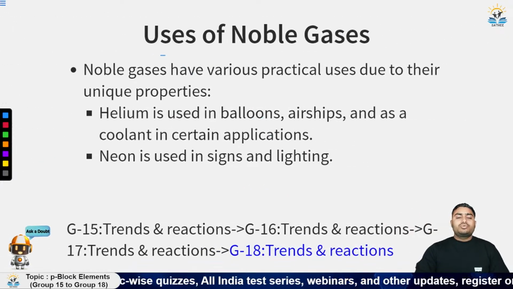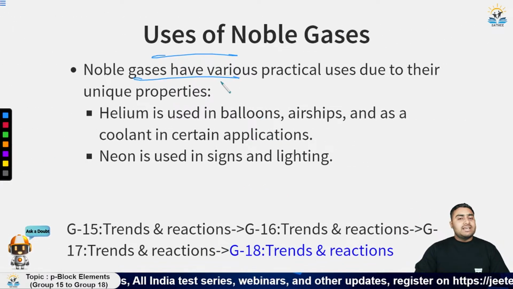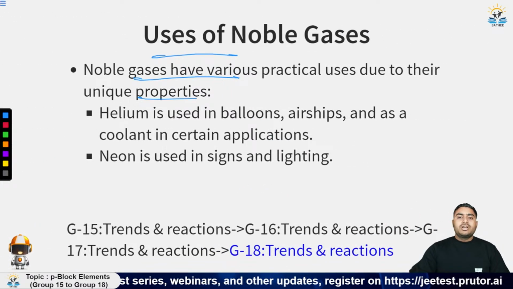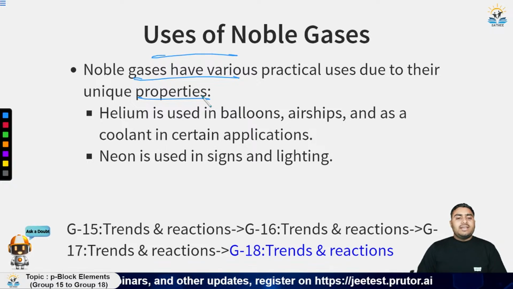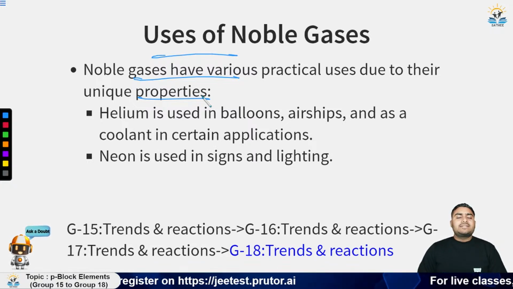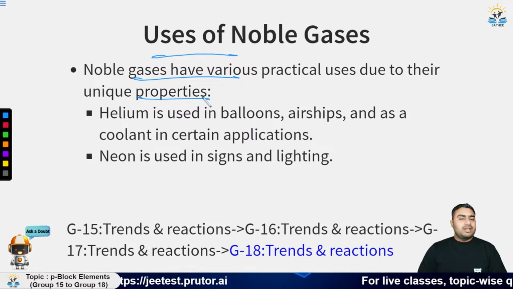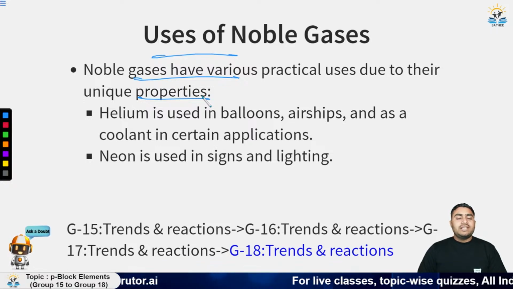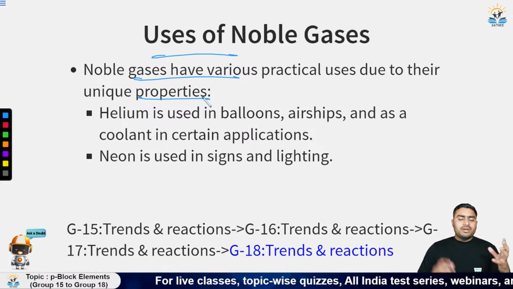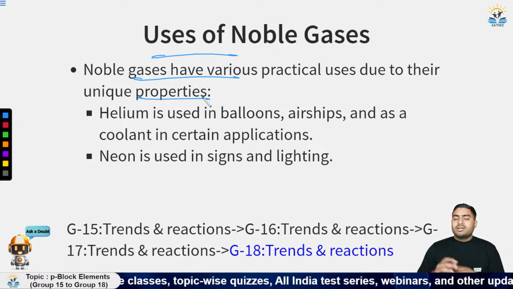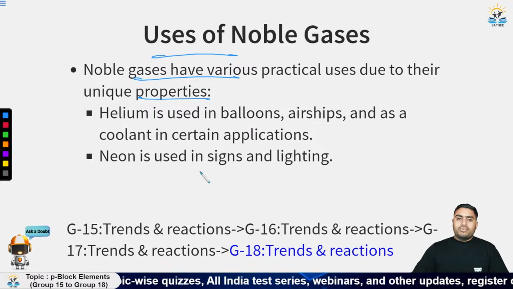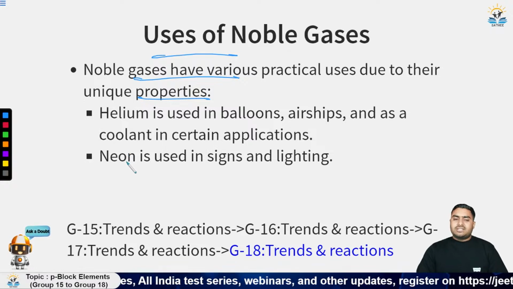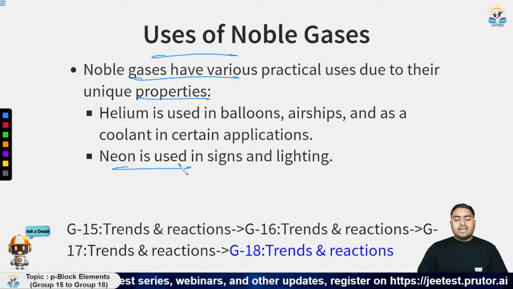Let's move to the next topic, uses of noble gases. Noble gases have various practical uses due to their unique properties. Helium is used in balloons, airships, and as a coolant in certain applications. Whenever a balloon is filled with helium gas, you can see the balloon goes upwards, right? That's the point. Neon is used in signs and lighting.